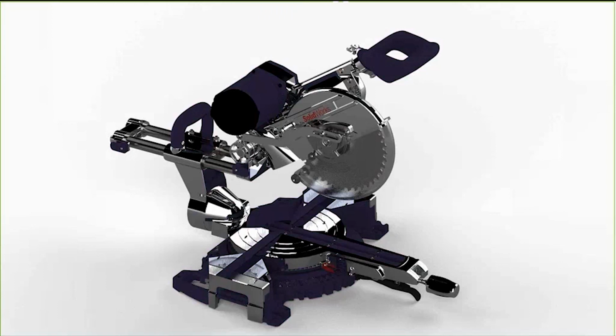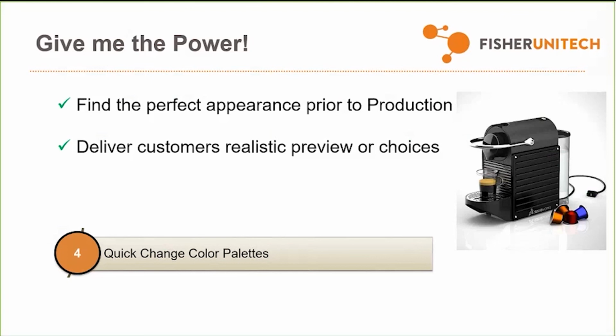Okay. So as you can see there, we were able to see that perfect appearance prior to production. And the beauty of that configuration itself is the ability to give those realistic previews of our choices, right? A lot of times, higher ups just want to say, hey, what else can this thing look like? Or, is this really the best option we have?